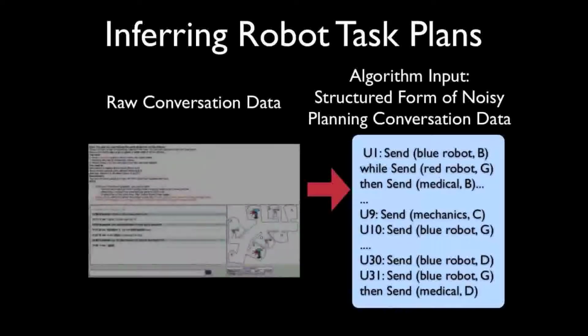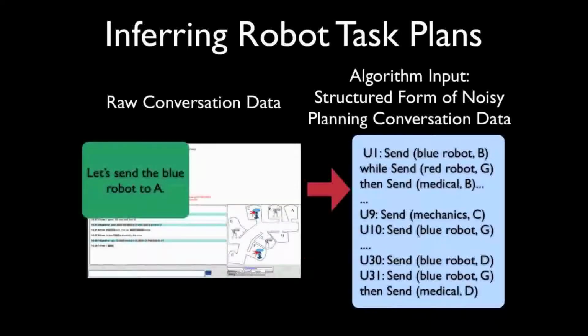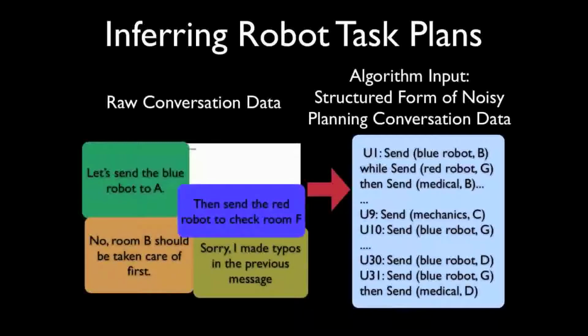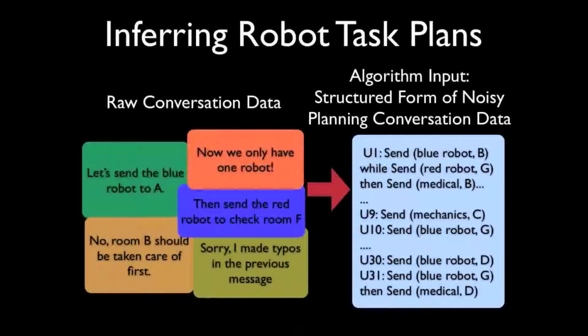We transformed the raw conversation into a more structured form. This structured form contains the actions discussed and the relative ordering among those proposed actions for each utterance. This form of data captures many characteristics of human conversation that make plan inference challenging.